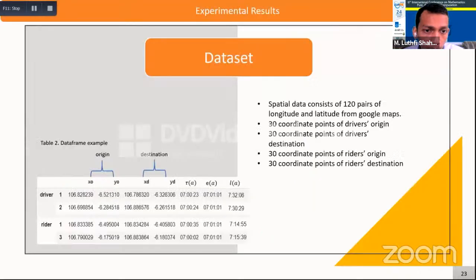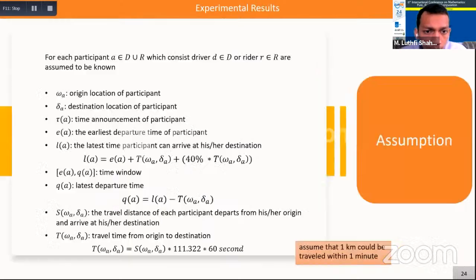Here's our data set for this experiment. We have a data set that contains 120 objects. The variables consist of longitude and latitude. We split the objects into four parts: driver's origin and destination, and rider's origin and destination. In this research, we use Euclidean distance to calculate the travel distance. For the travel time, we get it by multiplying the travel distance by a constant number and 60 seconds. The constant number converts the Euclidean distance to kilometers.